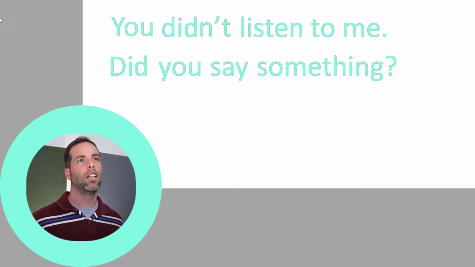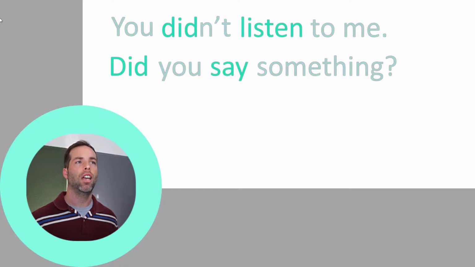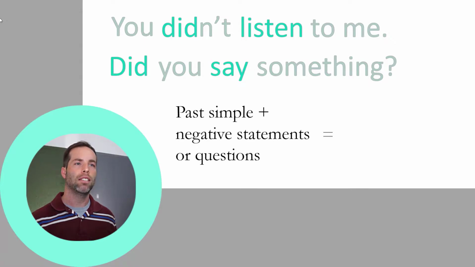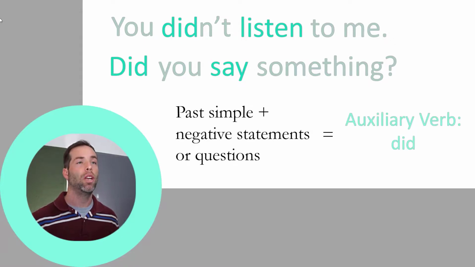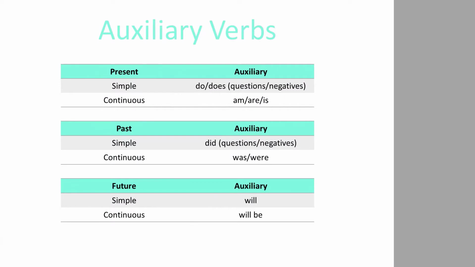In the sentence, you didn't listen to me, and did you say something, we have the auxiliary did, and in the first sentence, the main verb is listen. In the second sentence, the main verb is say. So in the past simple, also with negative statements or questions, we can have an auxiliary verb, and that verb is did. So I have listed here some of the auxiliary verbs in the tenses that they go with.